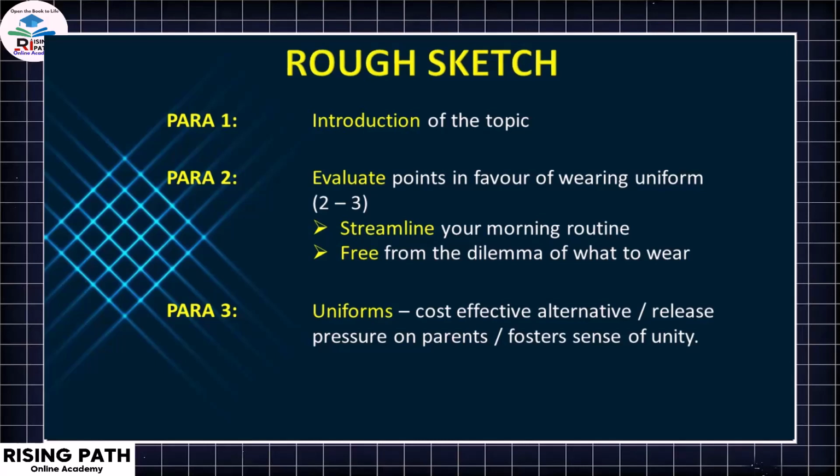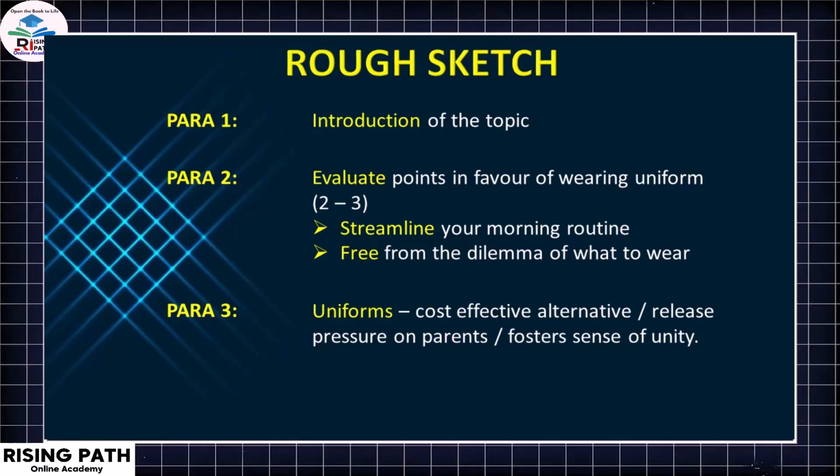paragraphs. So para 1 could be the introduction of the topic, that we have already discussed. Then para 2 is to evaluate the points in favor of wearing uniform. Remember that in each and every paragraph you are only going to focus on 1 or 2 points, because you are not going to write a very lengthy paragraph. A 65 to 70 words paragraph is okay, and you can discuss 2 points because you are going to use the phrases for speech.